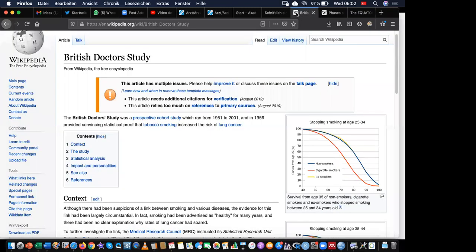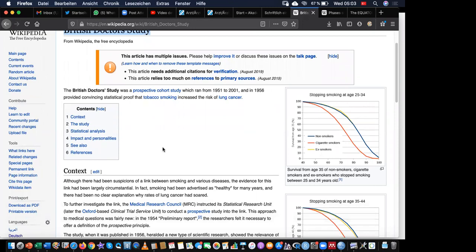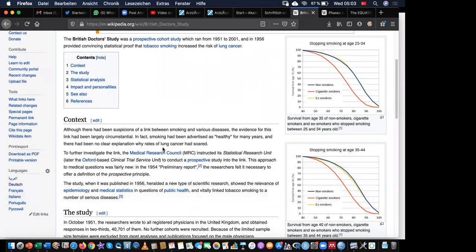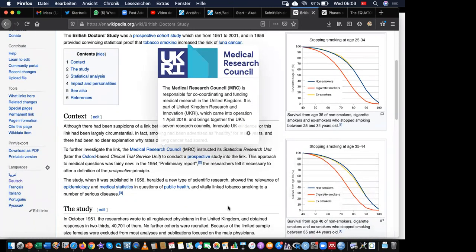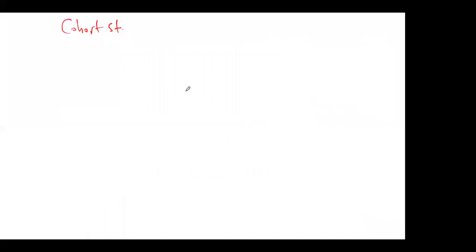My example for the cohort study is again from Wikipedia, the British Doctors Study. There are some famous cohort studies, but one is the British. If I give you concrete examples, I have learned that you have more possibility to remember it. By the way, the cohort is a group of people. You know that, huh?